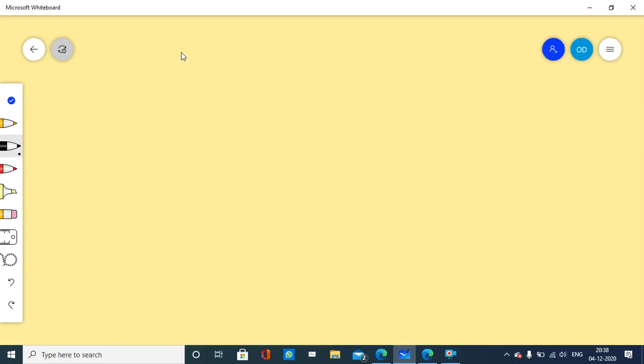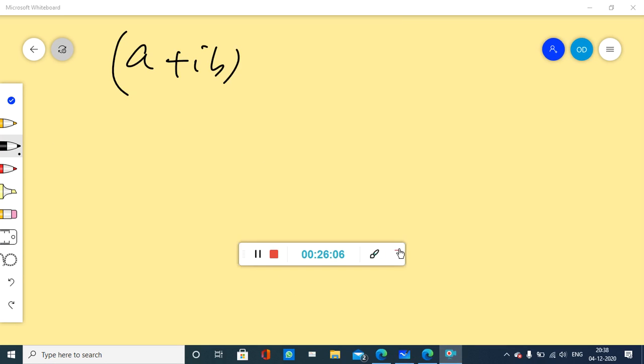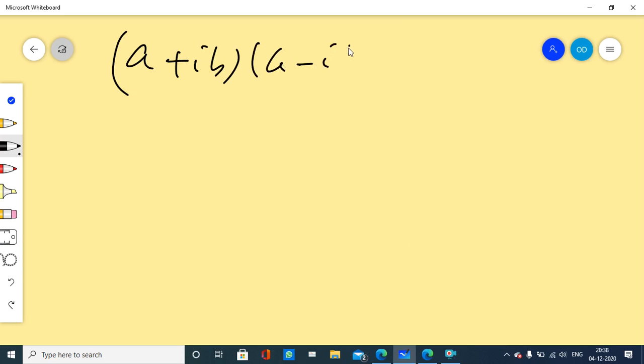Now, do you remember we also discussed this in the last class, that a plus ib into a minus ib is equal to a square plus b square? We discussed it in the last class. This is there on the video, right? And also we have proven it.